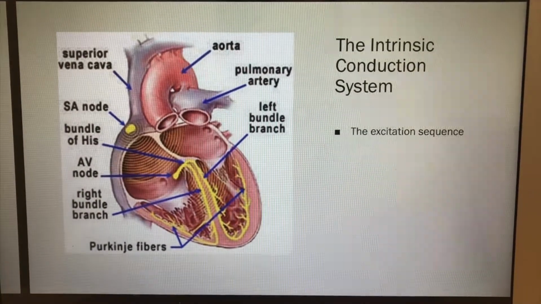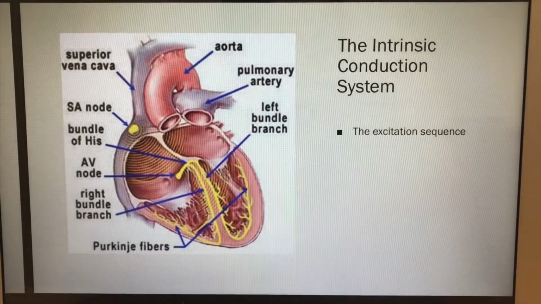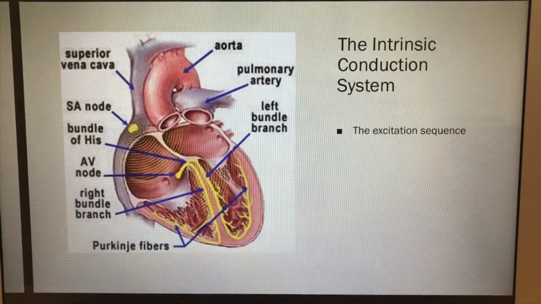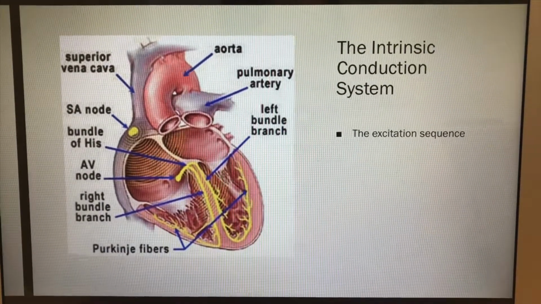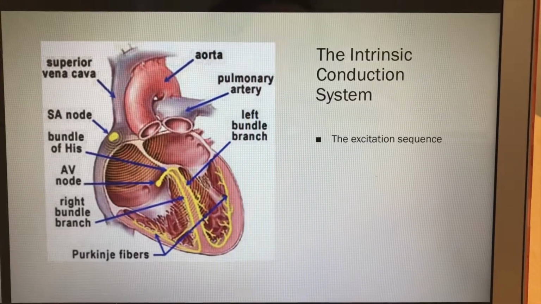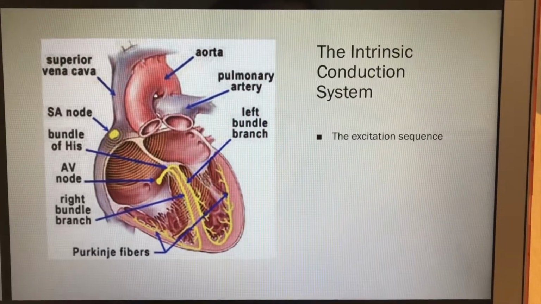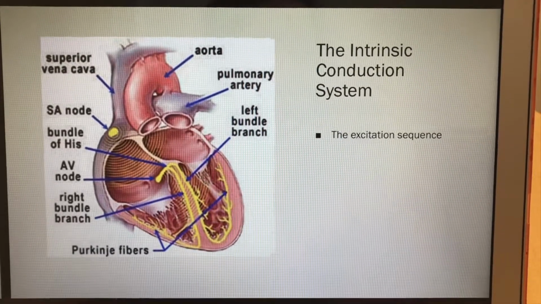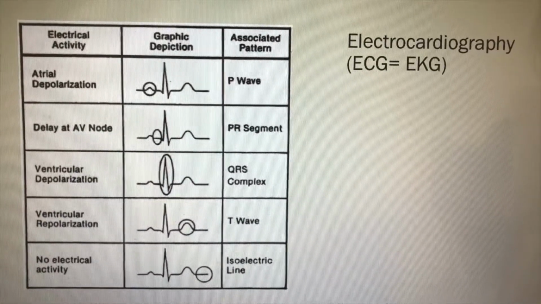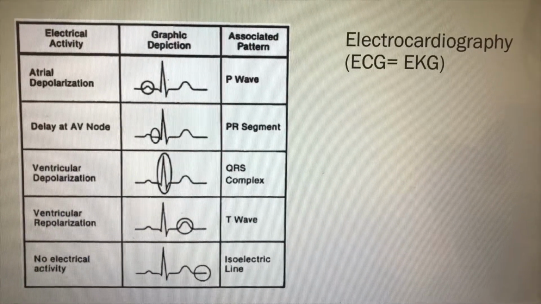From the AV node, the impulse travels down the AV bundle, or the bundle of His, to the right and left bundle branches that run down the interventricular septum toward the apex of the heart. Then the impulse travels to the Purkinje fibers located superiorly in the walls of the ventricles, and the heart contracts as a whole. The electrocardiograph has 3 deflection waves.